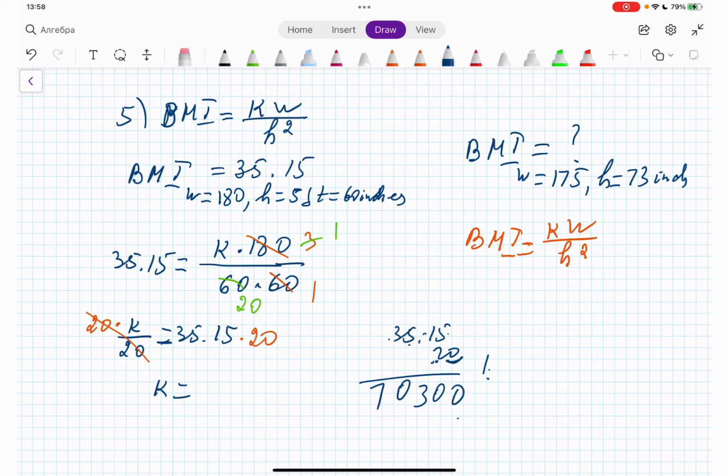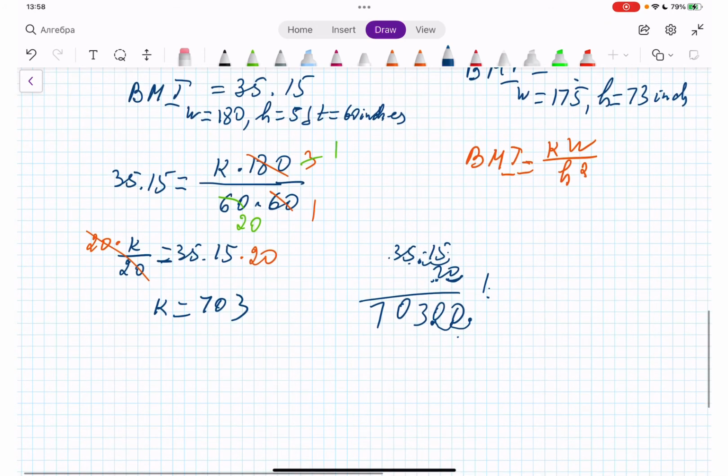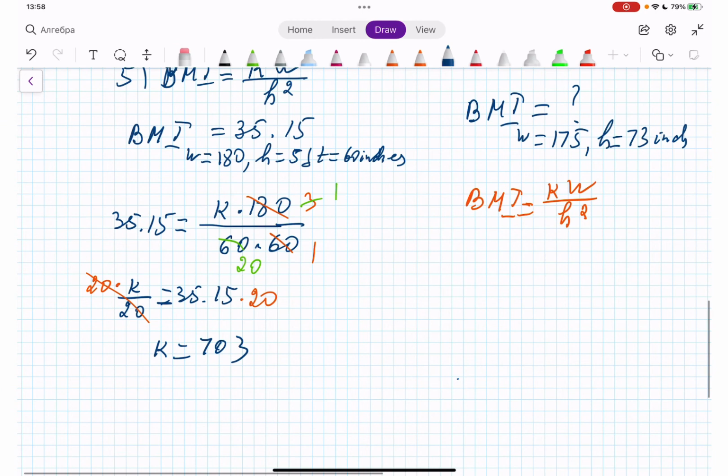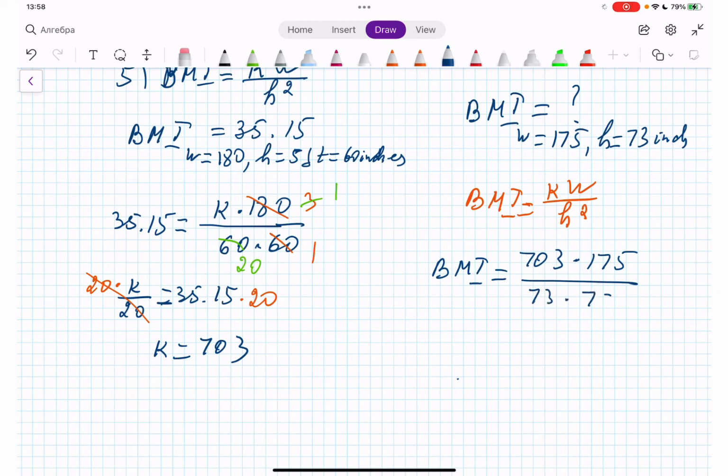Okay, we have two decimal notations, right? So decimal here, 1 and 2, 703. All right, our K is 703. We got K. Let's go back and plug into our BMI that we need to find out. So BMI is equal to 703 times W, which is 175, and H is 73 times 73.